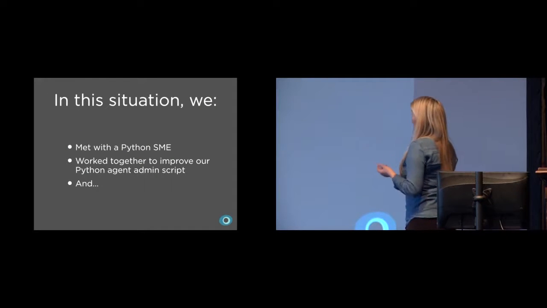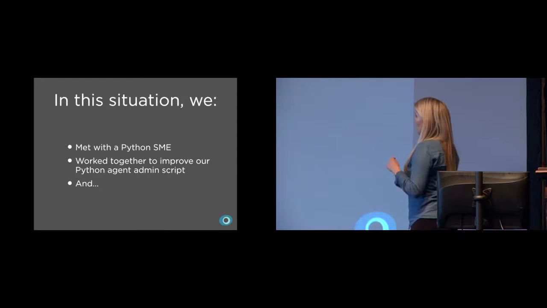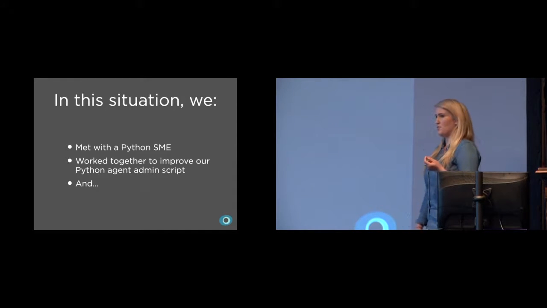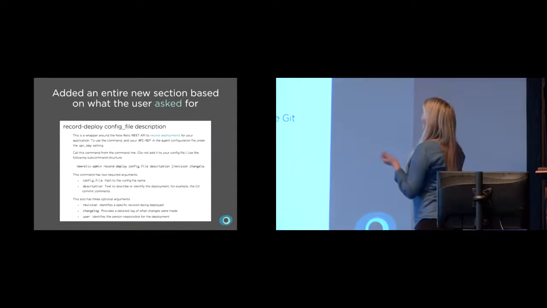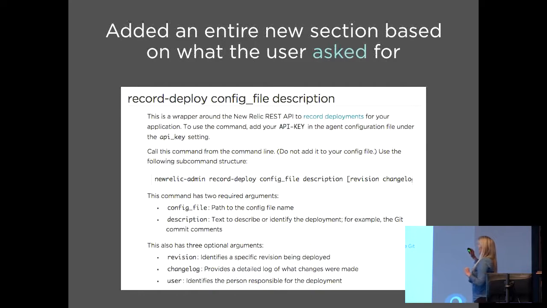So here we met with a Python SME to review our Python agent admin script document, and while working with our SME, they agreed that we should add information for record deploy. Ultimately, we added an entire new section to the Python agent admin script doc, specifically on record deploy, just because that user took time to say, hey, I kind of want to know more about record deploy, and we were like, okay, we got you, here you go. All because that user just took time to let us know that they thought something was a little lacking.